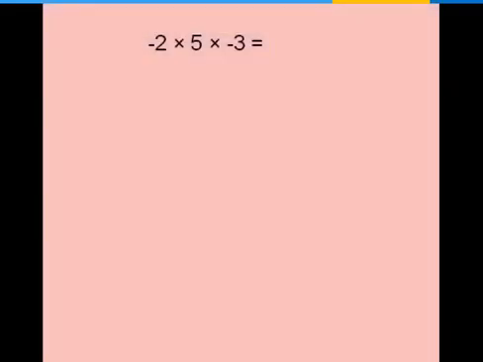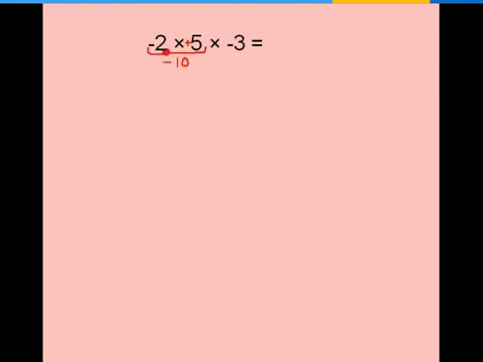Now what if we had a question like this, where we're multiplying together more than 2 numbers? Well, what we do is do the numbers in pairs. So I'm going to start here. I've got minus 2 times 5, and this 5 is a positive 5. So I've got 2 different signs, so I know the answer is negative, and 2 times 5 is 10.